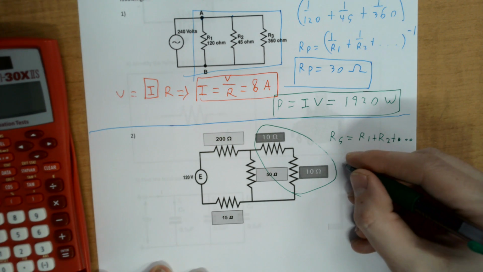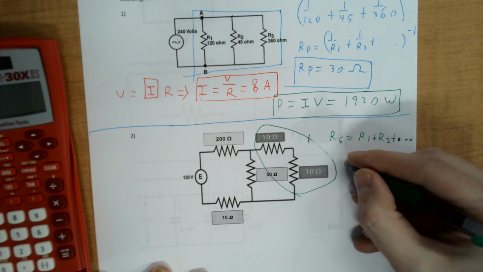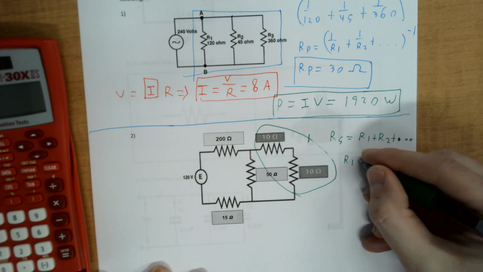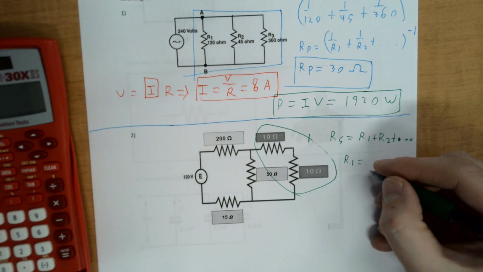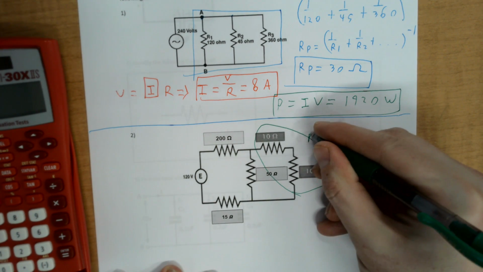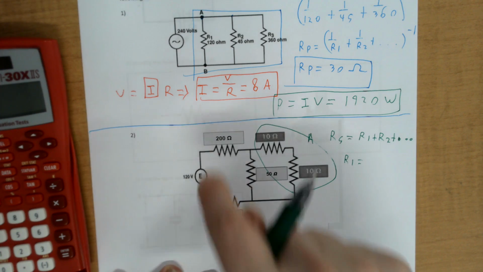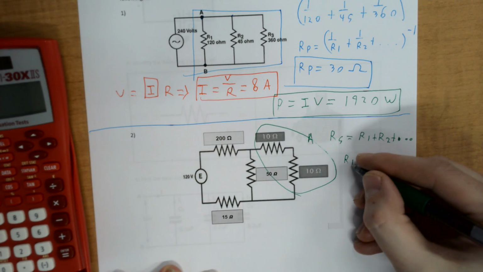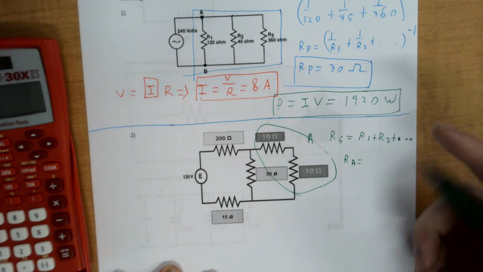So in this case, our series resistance for these two, which I'm going to call A, because there's going to be multiple steps. Let's call it A. That separates the numbers from the letters. So this is part A, junction A.